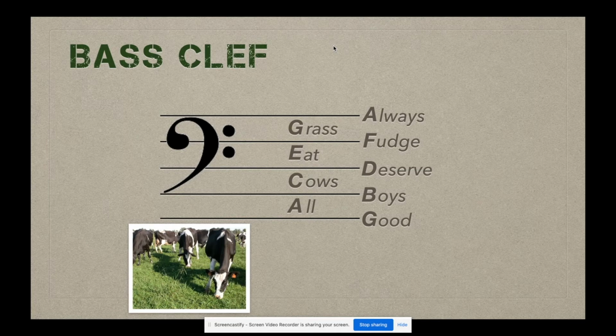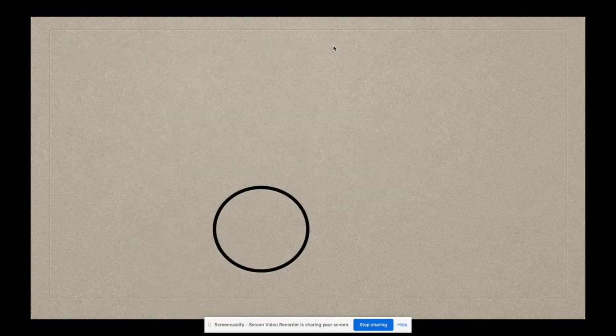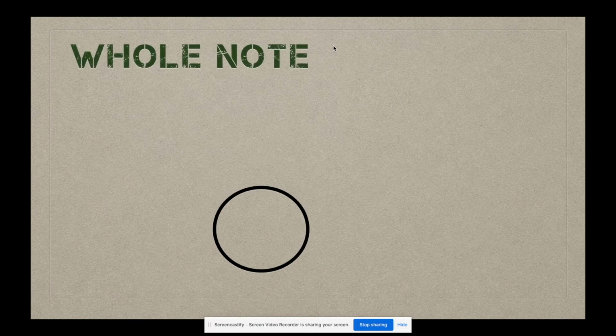That's the bass clef. All right, the next thing we're going to learn about is our shapes. So that is a circle, right? Well, maybe. It's almost sort of an oval. In music, though, that circle is called a whole note. Raise your hand if you remember that. Hopefully you're raising your hand now. Whole note's just a circle.